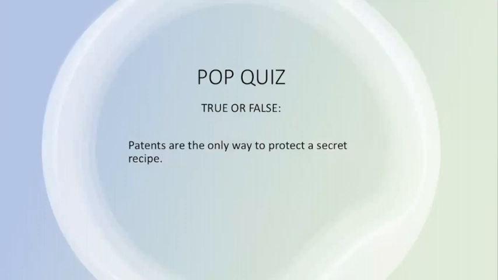It's time for another pop quiz. True or false? Patents are the only way to protect a secret recipe. False. If the recipe is not easily reverse engineered and has economic value, it may be a good candidate for trade secret protection. It's important to note here that a secret recipe might also qualify for patent protection. However, patent protection might not be the best form of protection due to the limited duration of protection.